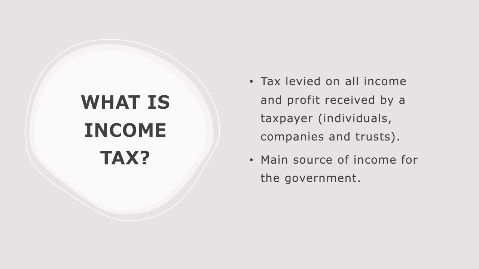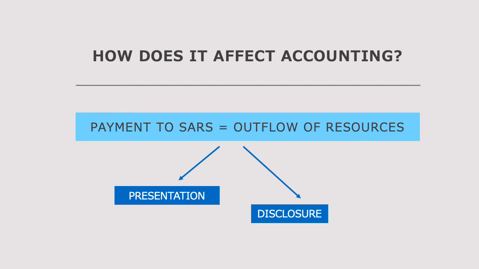And income tax is the main source of income for the government, and the government uses the tax that it receives from the people in order to build new infrastructure, build new roads, build new hospitals, build new public schools. So this is the main source of income that the government uses in order to provide infrastructure for the people. So how does income tax affect accounting?